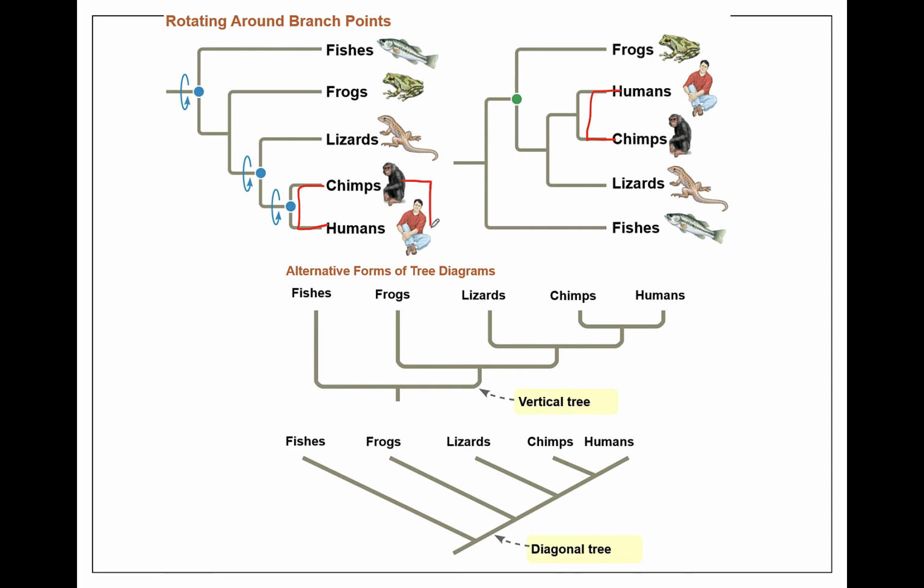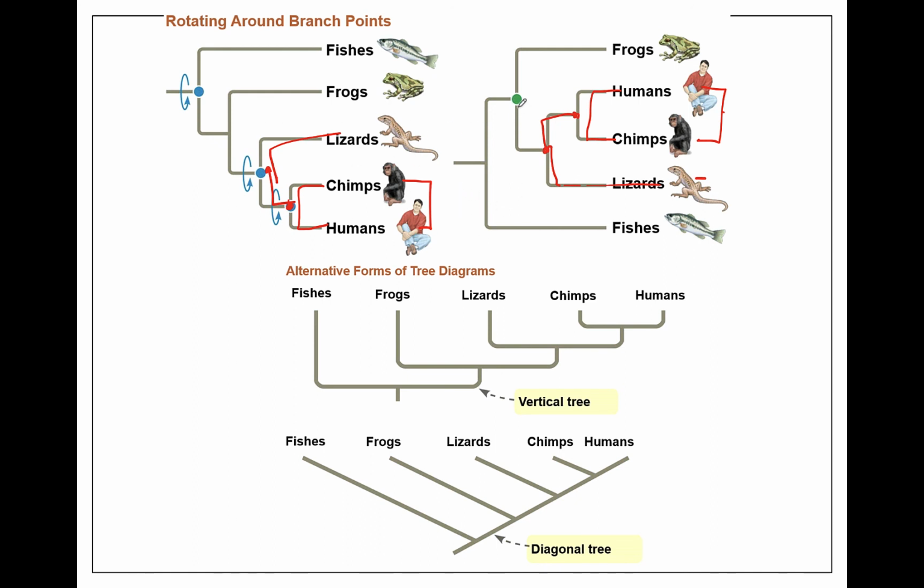The group with humans and chimps, so this group, is sister to the lizard group. All right, so here's the group with humans and chimps right there. Go back. It's sister to the lizard group. So these are the same relationships as over here. They're just arranged in a different way.